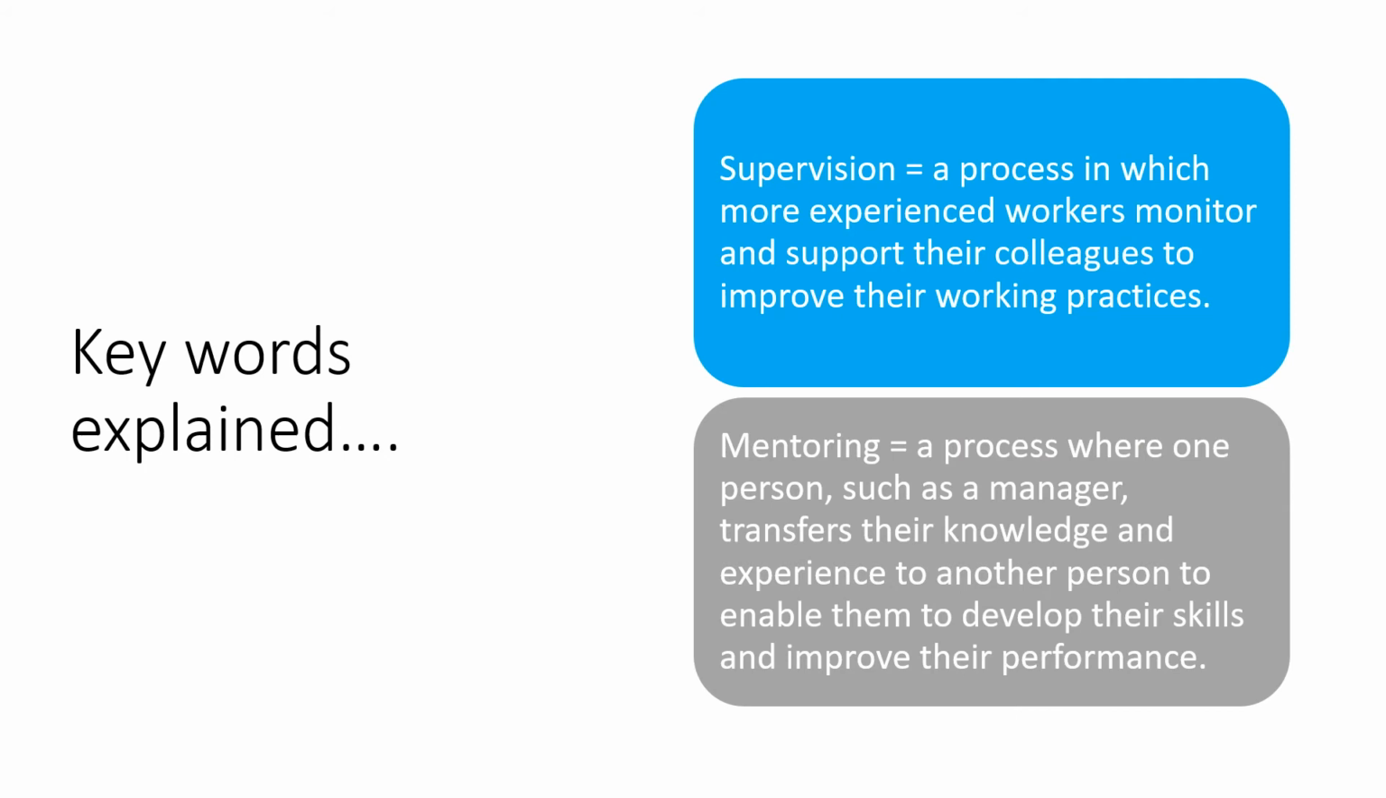Going back to your research a few slides back, you may wish to see whether these were correct. Supervision is a process in which more experienced workers monitor and support their colleagues to improve their working practices. Mentoring is a process where one person, such as a manager, transfers their knowledge and experience to another person to enable them to develop their skills and improve their performance.